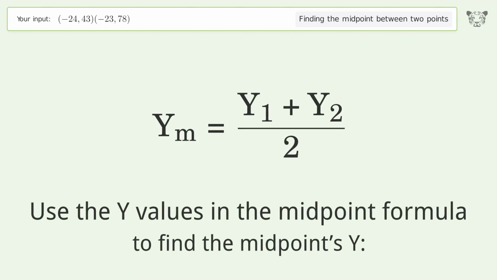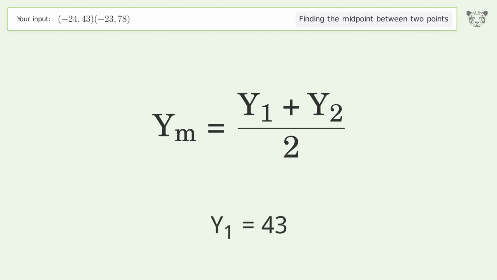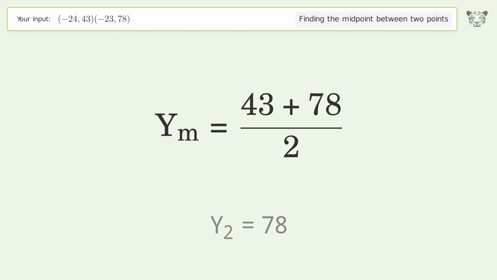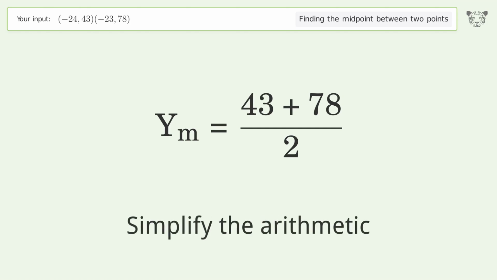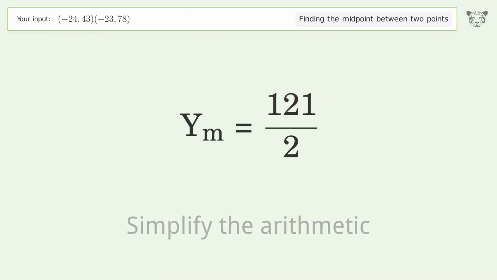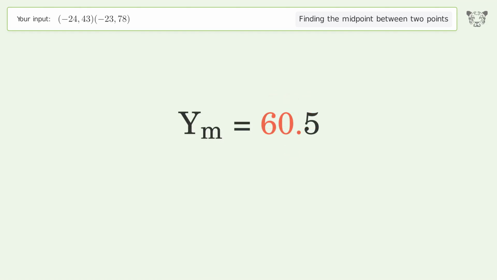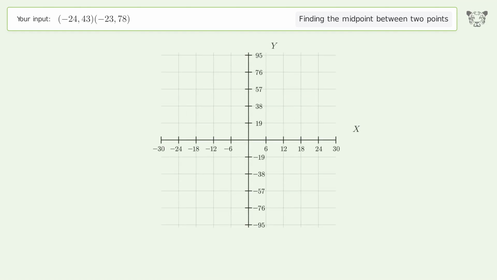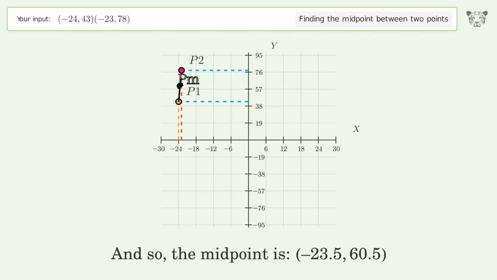Use the y values in the midpoint formula to find the midpoint's y. y1 equals 43. y2 equals 78. Simplify the arithmetic. And so, the midpoint is negative 23.5, 60.5.